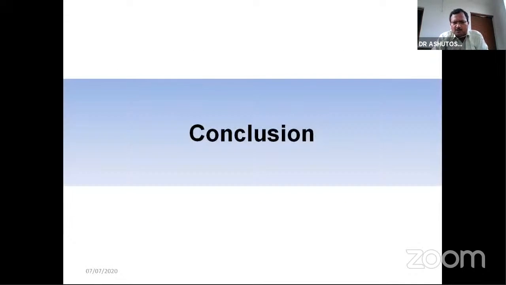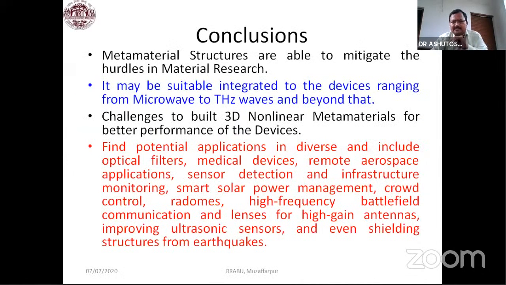So now finally I am concluding my talk. Metamaterial structures are able to mitigate the hurdles in material research. Whatever hurdles we feel in today's material research, we can mitigate by using metamaterial structures. So it will be suitable to integrate devices ranging from microwaves to terahertz waves and beyond that. One of the major challenges is to build 3D nonlinear metamaterials for better performance of the device.